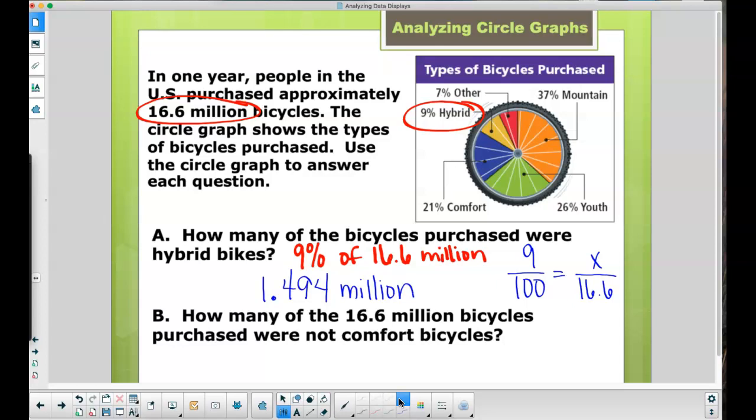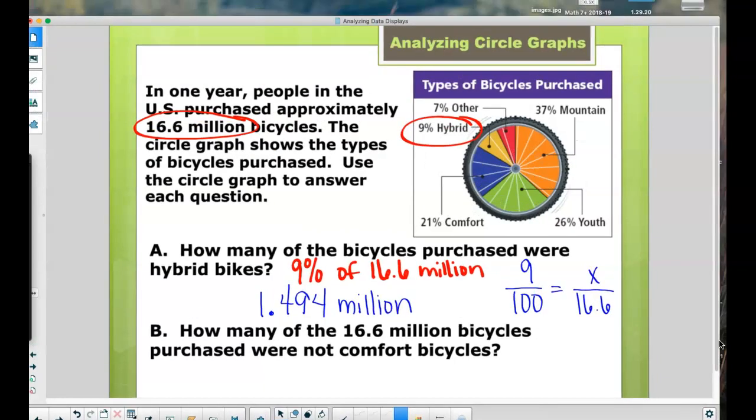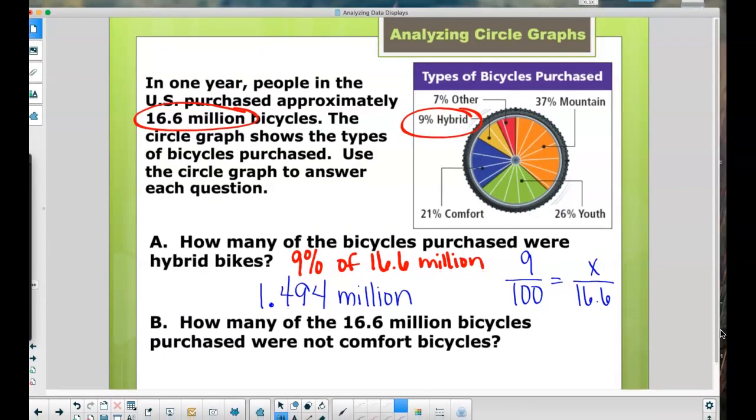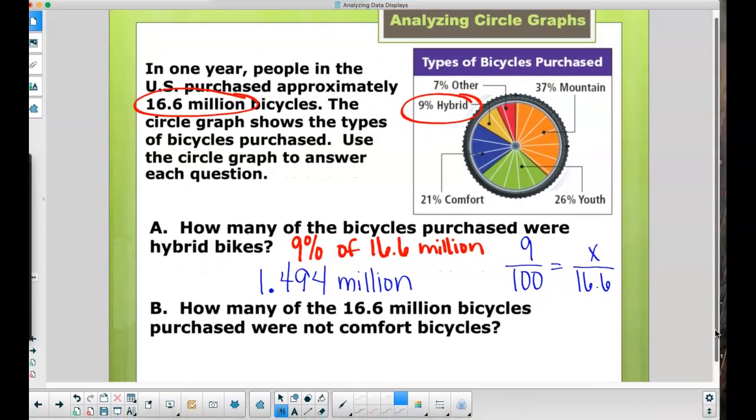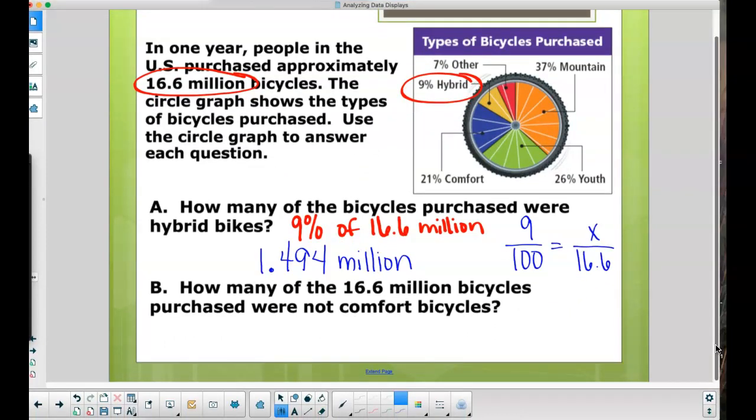Okay, letter B. How many of the 16.6 million bikes purchased were not comfort bikes? What percent of the bikes were comfort bikes? 21. So if 21% of the bikes were comfort bikes, what percent was not comfort? Zachary. 79%. So we really need to find 79% of the 16.6 million.